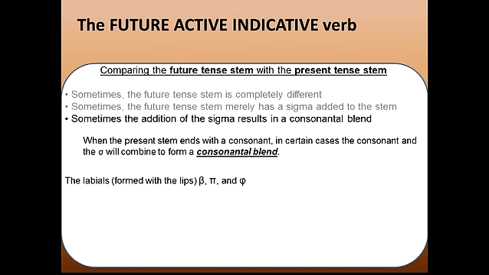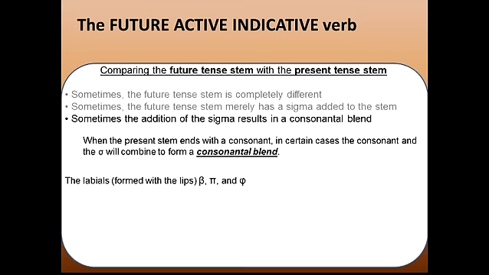That means it is a letter that is formed with the lips. Beta, pi, phi. These are all labials. When you say beta, feel your lips come together. When you say pi, feel your lips come together. Phi. When we say phi, our lips don't quite come all the way together, but they come very close together. And so these are all labials, sounds formed with the lips.